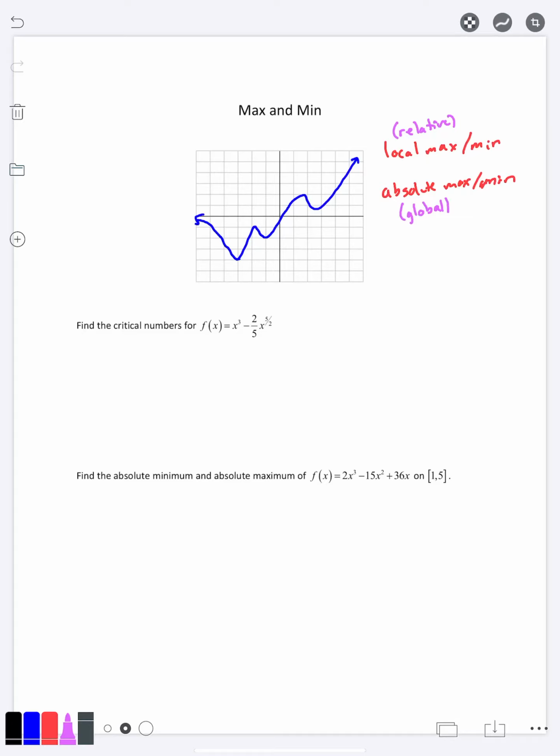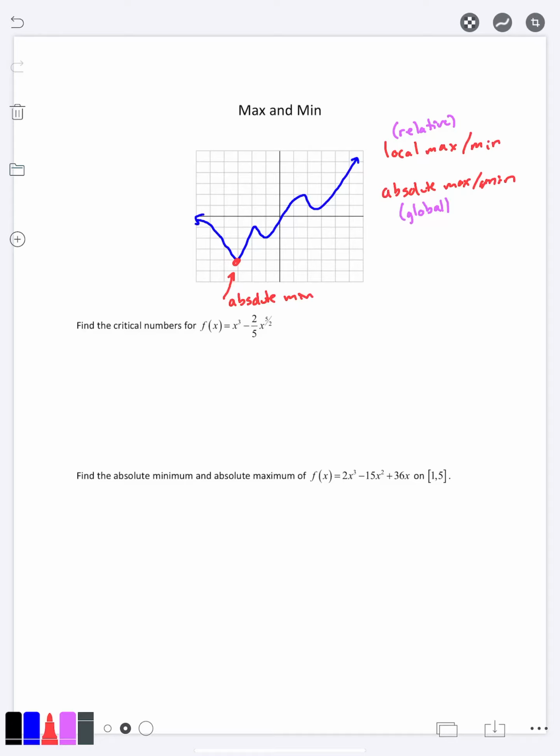Now the idea is, if you look at your function and you ask, what is the lowest point on the graph anywhere? So in this case, the lowest absolute point right here, that is going to be your absolute minimum. So it's relatively easy to see that if you look at your whole graph, whatever the lowest one is, that's going to be the absolute minimum.